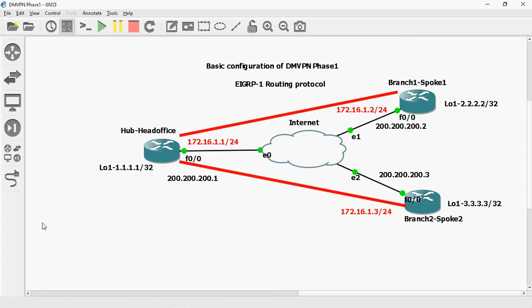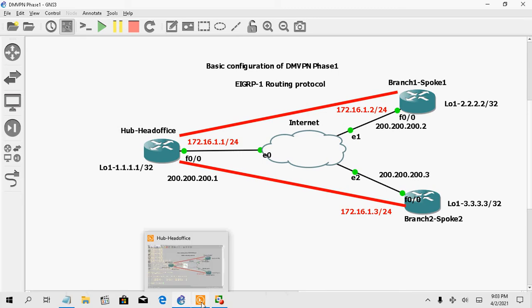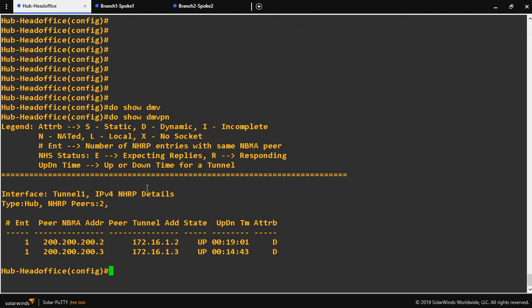In this video tutorial, I am going to discuss the EIGRP routing protocol on DMVPN phase 1. In my last video session, I showed you how to configure the basic configuration of DMVPN phase 1. So the same configuration I kept as it is on the hub router as well as the spoke routers. In addition, we have to configure the EIGRP routing protocol on the hub router as well as both spoke routers. Here we can see the DMVPN is already configured.